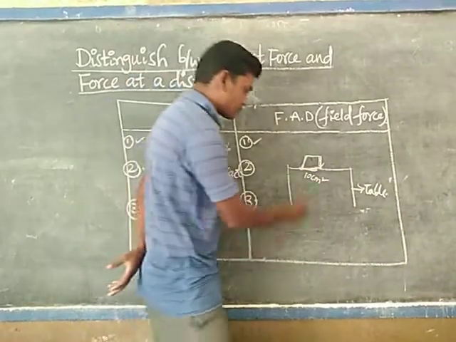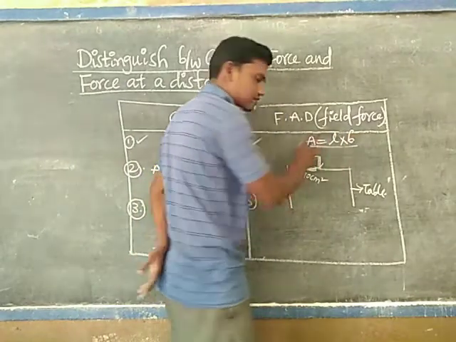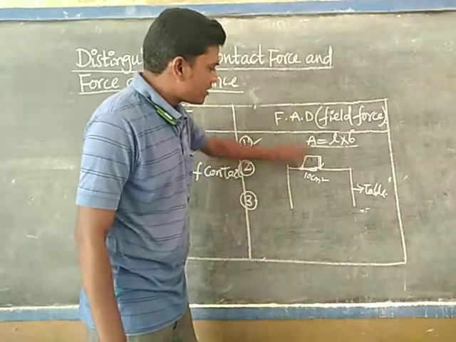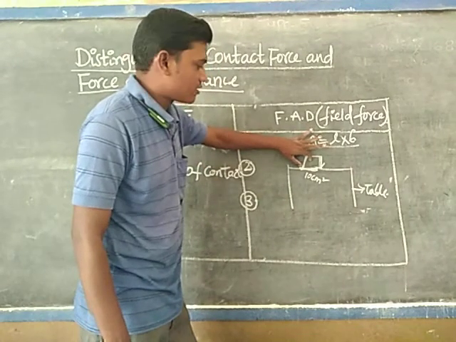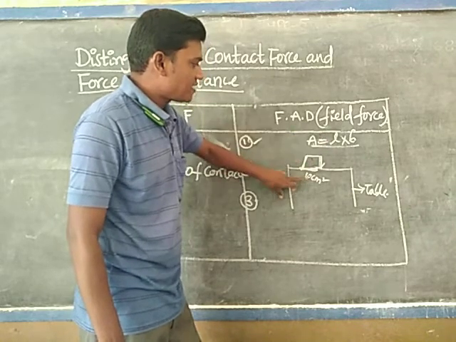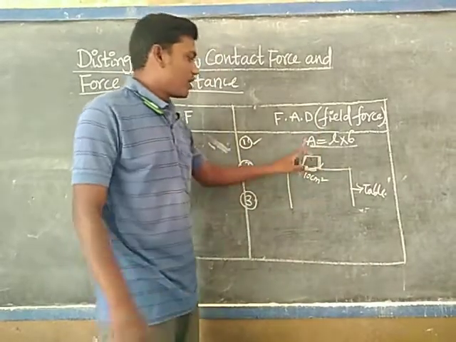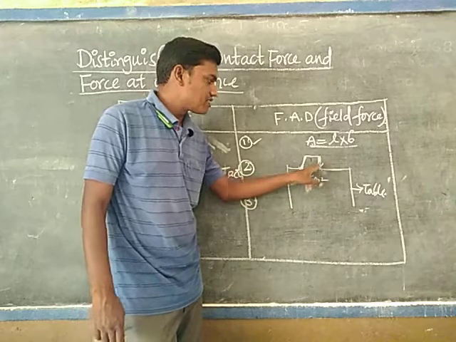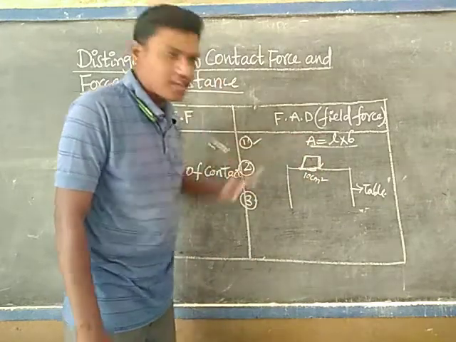So area is equal to length into breadth. For example, consider a cuboid or rectangular shape. Its length is 10 centimeter and breadth is 1 centimeter. Then how much area is occupied on the table? Only 10.